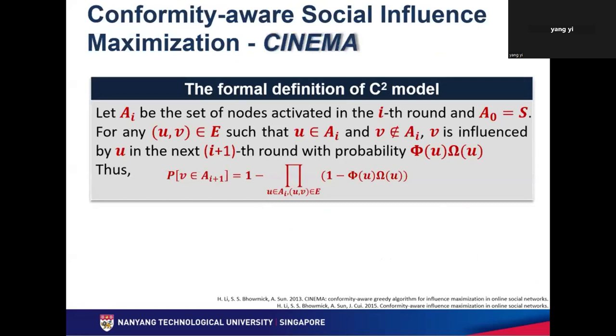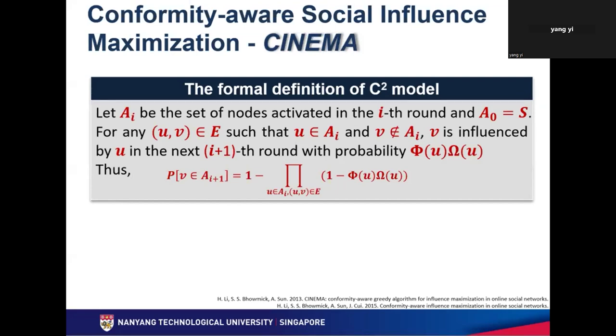For the social psychology part, recall that for the computation of marginal influence, we have to evaluate whether U can influence V due to some kind of influence model. This kind of model can be affected by some social psychological aspects. So if we take into consideration the conformity factor, recall that we have already calculated the influence score and the conformity score. I suppose each node has already got its omega value and phi value.